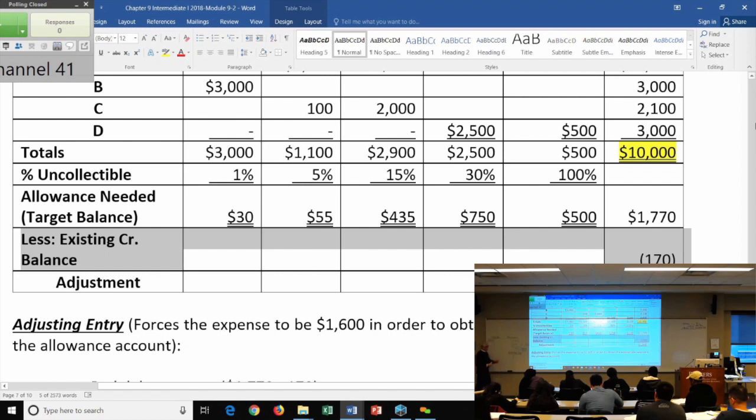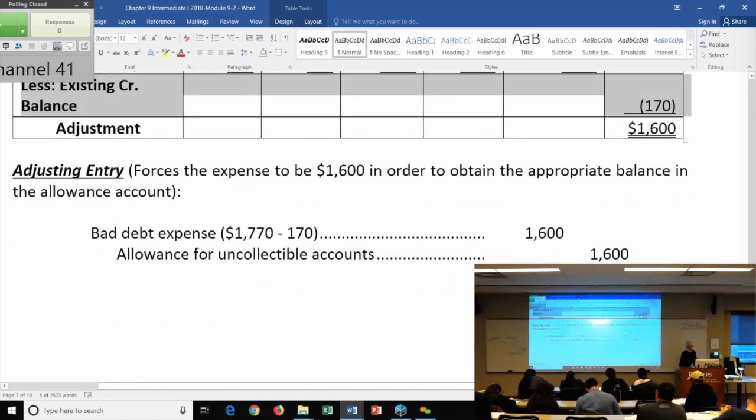So you can solve for the adjustment by plugging the account, or using the formula: allowance needed, or target balance, less the existing credit. We'll talk about a debit in a second. And you've got the adjustment. Now the adjustment, of course, debits the bad debt expense and credits the allowance account for 1,600. And here's your adjusting entry.